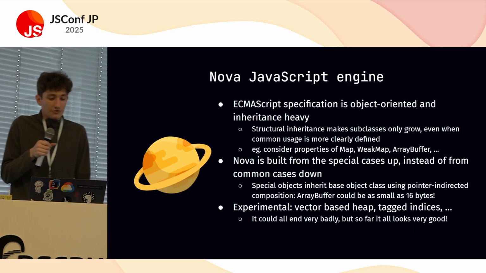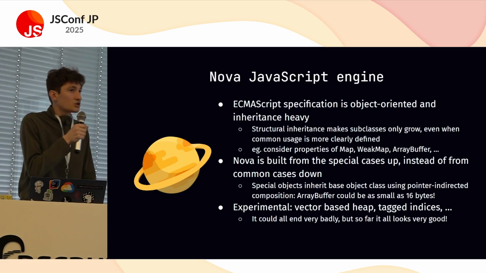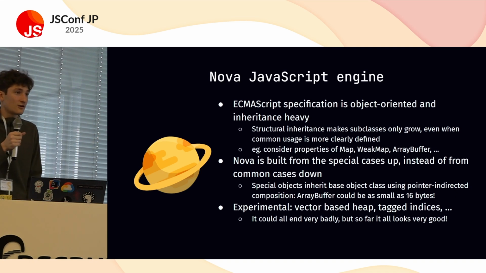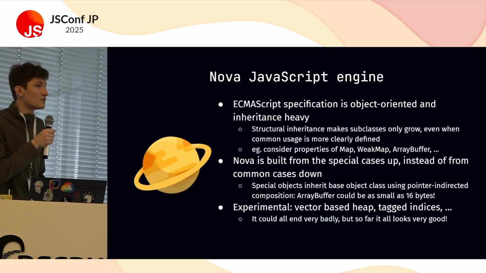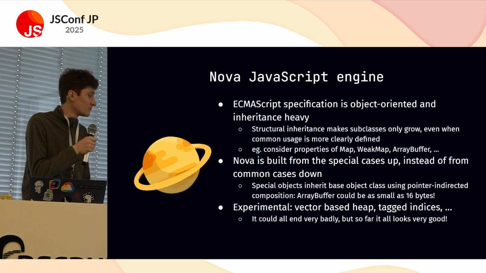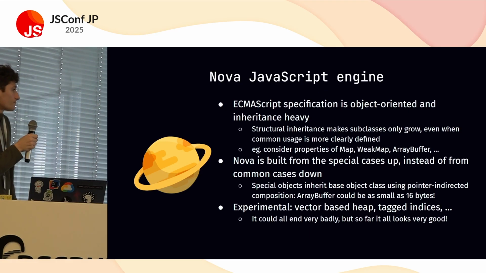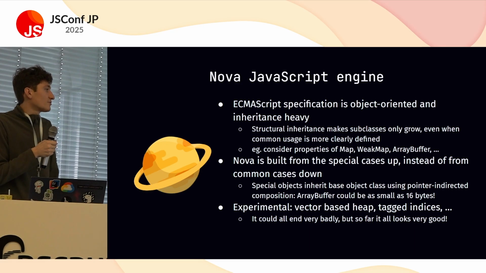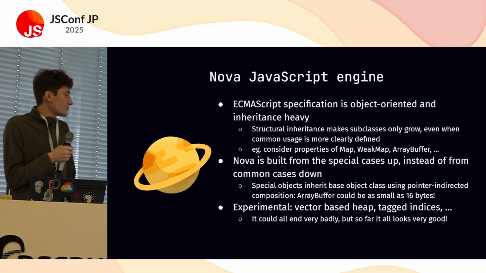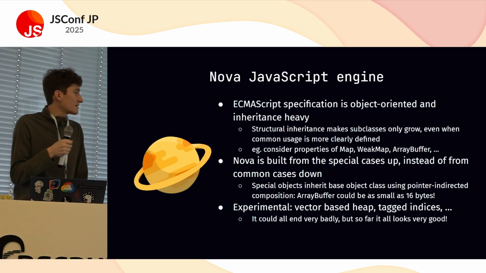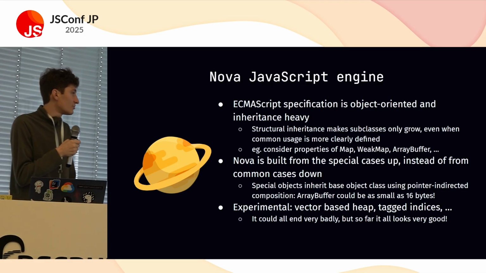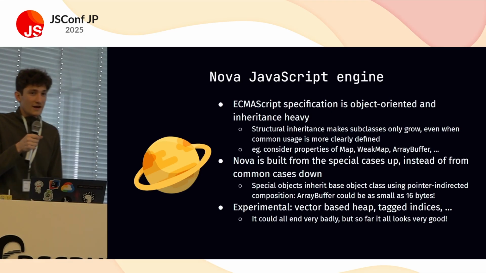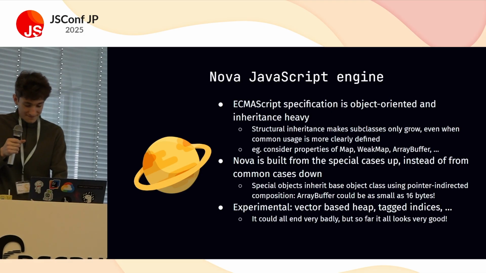We do also have some experimental features coming, which Oppo will get more into. I very much recommend that you listen to that talk. I haven't gone too deep into Nova, and there's a lot of things you should know about. Some experimental features could be a vector-based heap and tagged indices. This could all end pretty badly, but for now it's looking good.